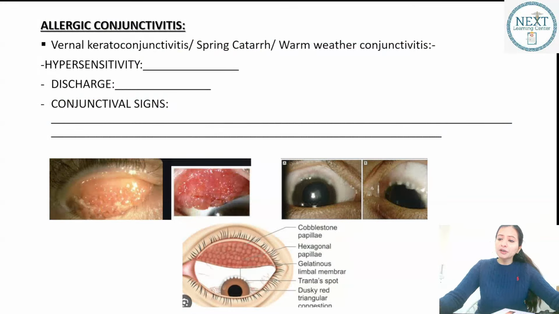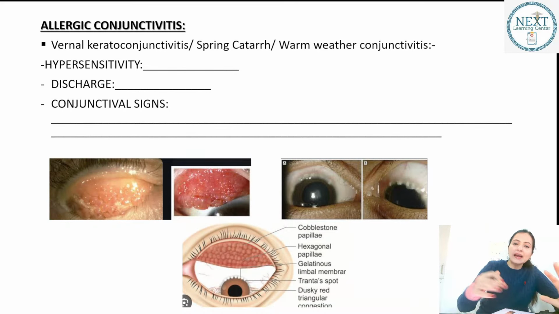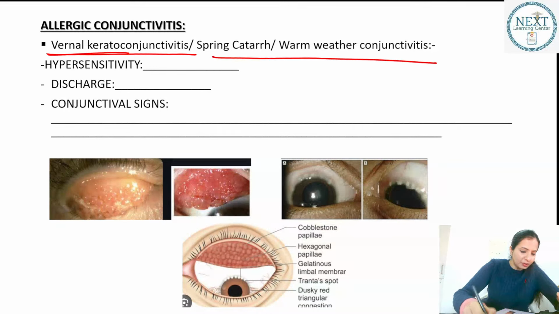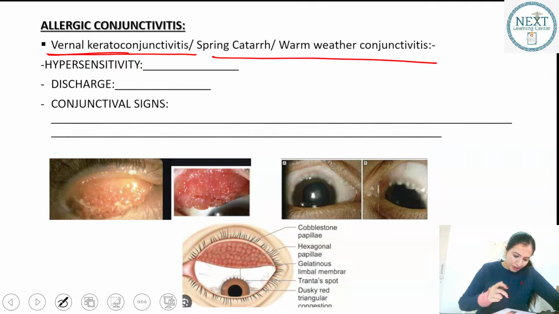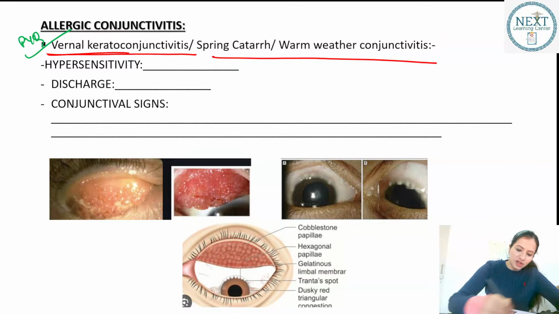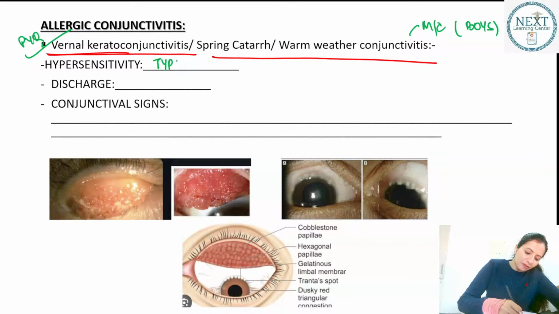Then if you talk about allergic conjunctivitis, there are different types. Most common or the most important that you need to know for your exams is vernal keratoconjunctivitis. This is a repeated previous year question. This is most commonly seen in boys of 5 to 18 years of age. It is commonly a type 1 hypersensitivity reaction more than type 2. Discharge is characteristically ropey or stringy.